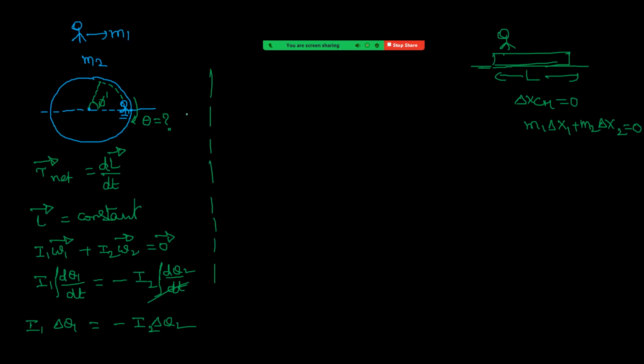Now see carefully. I1 is for the person. For the person about this axis, the moment of inertia is M1 R square, just like a point mass. Delta theta 1: with respect to the disk, he moves by phi dash, but now the disk rotates clockwise. In the ground frame, he moves by phi dash minus theta. Taking anti-clockwise as positive, which is completely our choice, phi dash will be positive, and theta will be negative because it is clockwise. So in the ground frame, his angular displacement is phi dash minus theta.